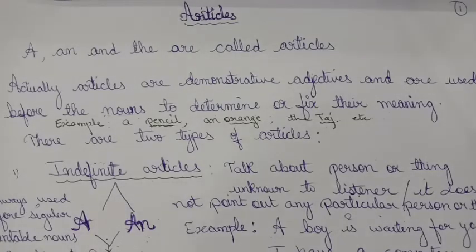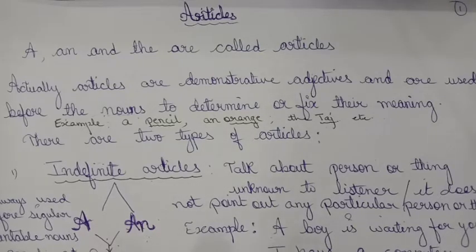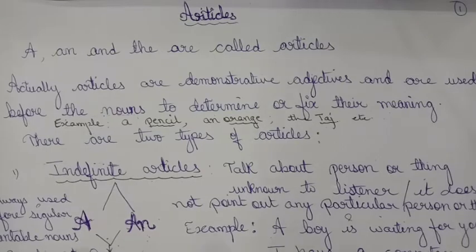Suppose you are saying pen, it is countable. Box, it is countable. Pot, it is countable. But if you are saying a water bottle, can you count water? No. So this sentence is wrong. A bottle is okay because you can count the bottle. You cannot count water, so a water is wrong. A water bottle is okay because you are placing a for this bottle. Okay?